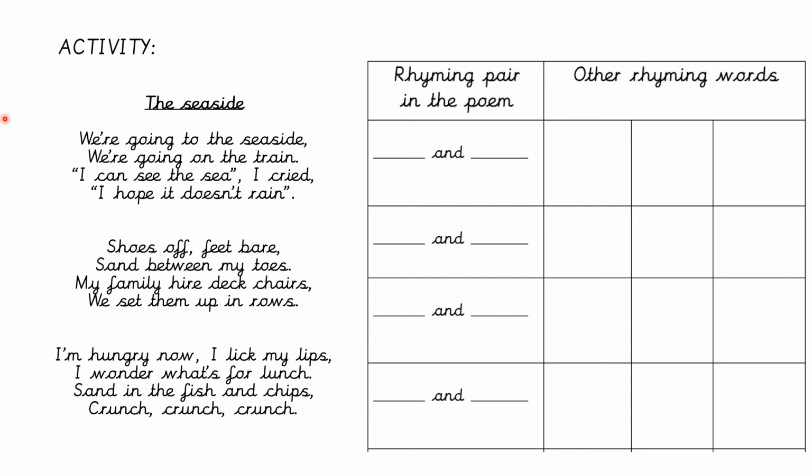Before you get started, I thought I would go through one example with you. So we did the first stanza together. We went through the answers, finding the rhyming words. One rhyming pair that we found was the word seaside and cried. So in my grid, where it says rhyming pair in the poem, this is a rhyming pair, seaside, cried. So I would take my pen and write those words. Now yours will be much neater.